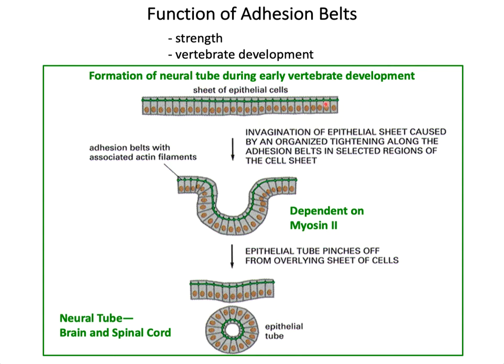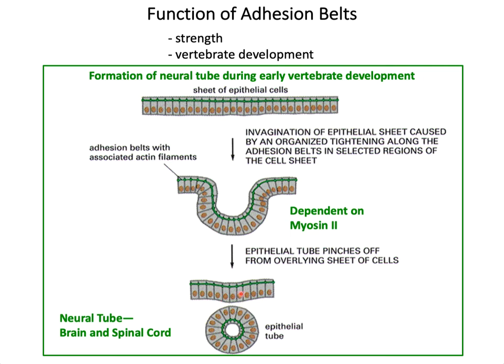At the top of the slide, you can see a sheet of epithelial cells, and these adhesion belts are composed of actin and myosin, in green. You remember that myosin is an actin-based motor protein that can cause the contraction of actin. So what happens is myosin 2 can induce contraction of these adhesion belts, shown here in the second step. This causes a puckering or pinching of the epithelial cell layer at the apex. And eventually this epithelial sheet will roll up and pinch off to form the neural tube, which again will go on to form the brain and the spinal cord.